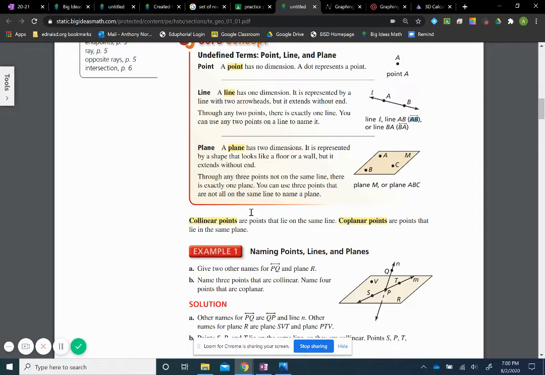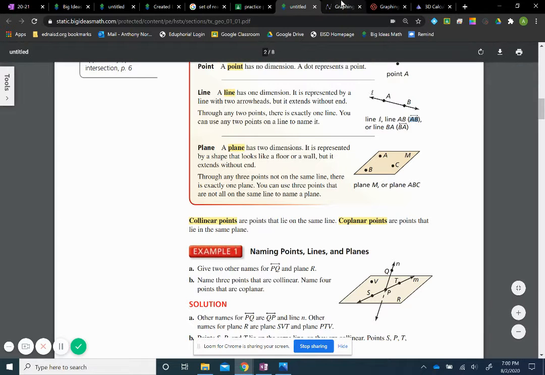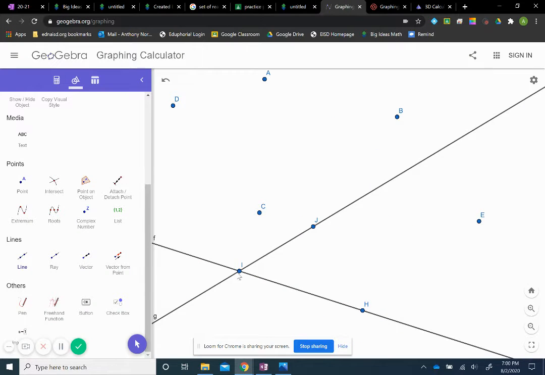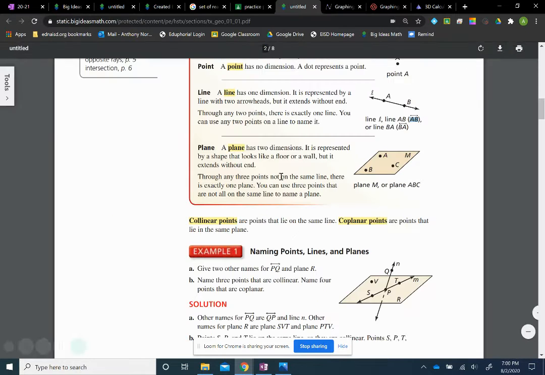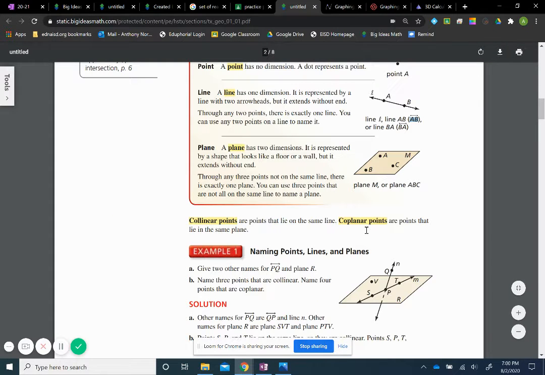Collinear points: same linear line. They're just points on the same line. So I, H are collinear. I, H, K, all these are collinear. K and N are not collinear because they're not on the same line. Pretty straightforward. Coplanar points lie in the same plane.